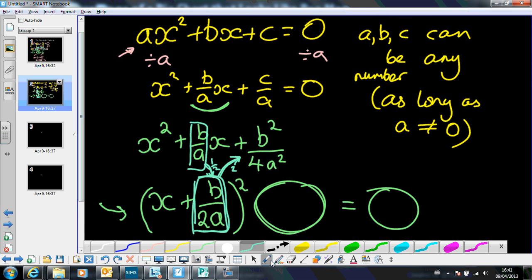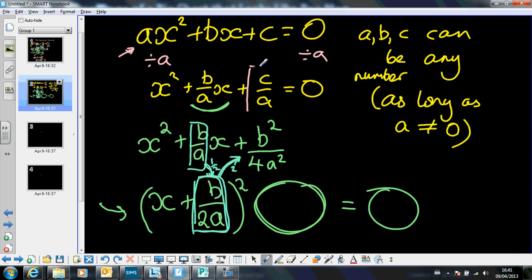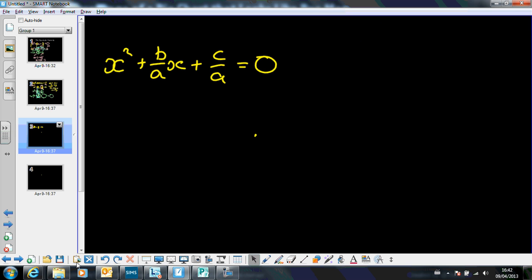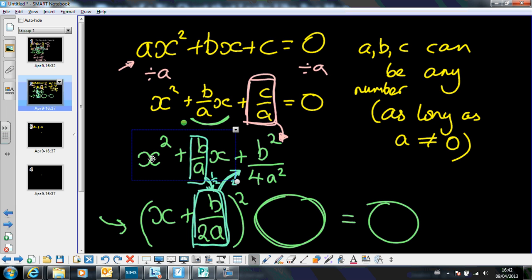So now, I need to know how do we change c over a into something like that. I'm going to go out and give myself a little bit more space. But how can I go from this line, just copy that, to this line?